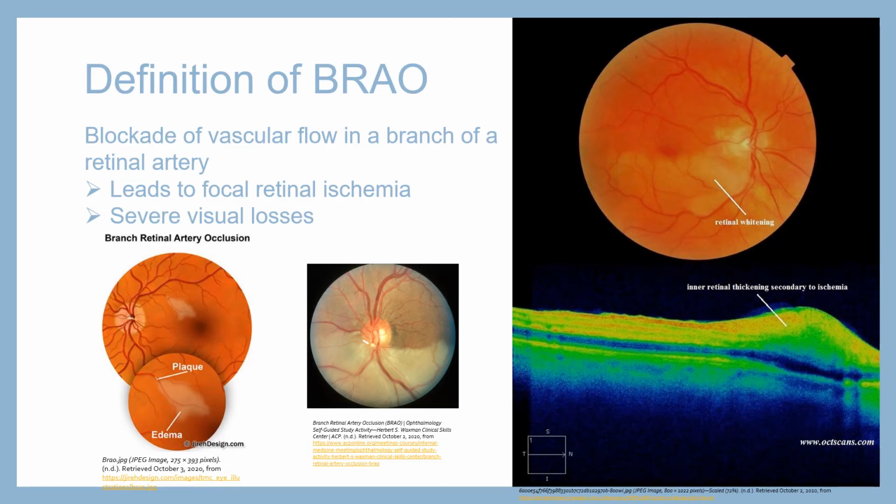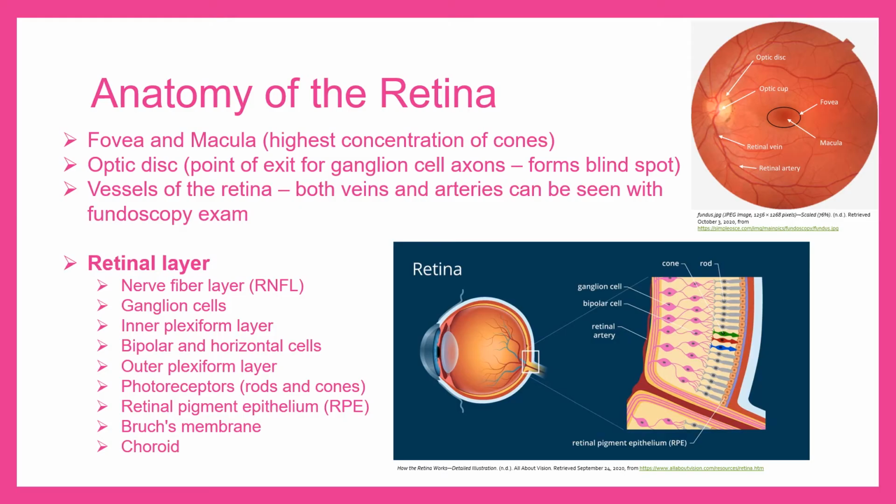Branch retinal artery occlusion, or BRAO, is a blockade of vascular flow in one or more branches of a retinal artery. This leads to focal retinal ischemia and usually results in severe visual loss. BRAO involves the artery at the retina, so let's examine that layer.